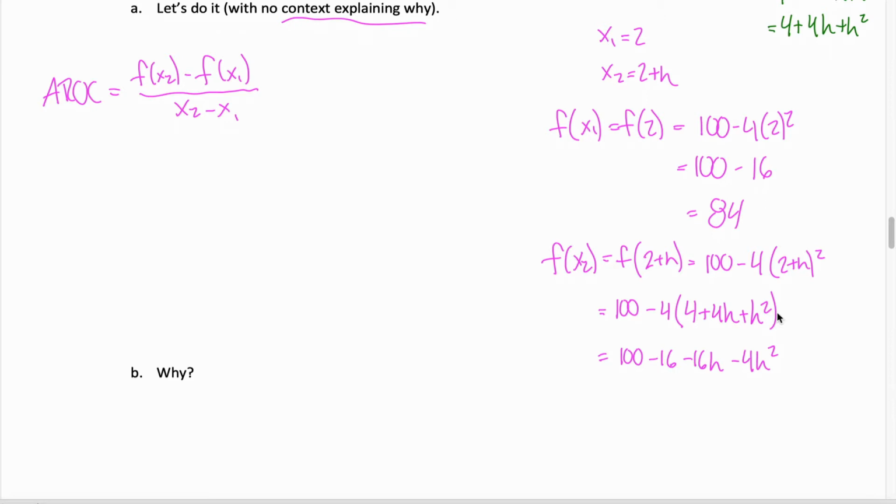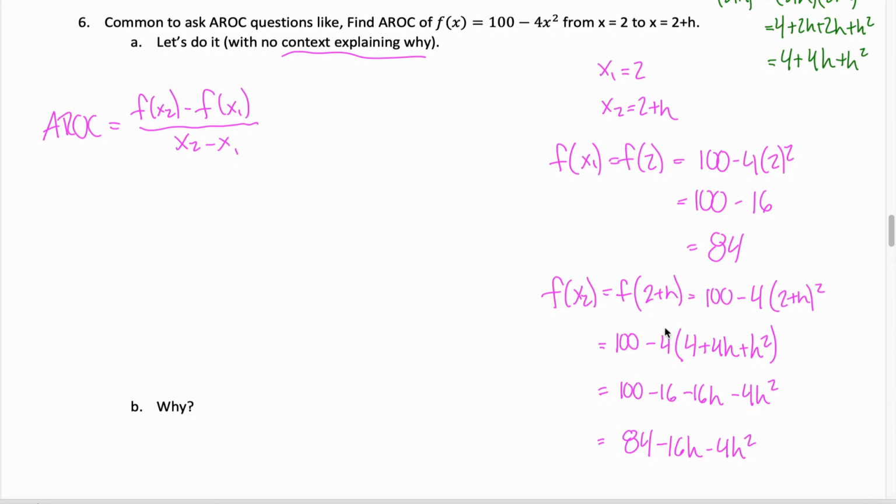You could stop here because we've gotten rid of all the parentheses, but you might as well combine like terms and recognize that 100 minus 16 is 84. So a better, in some sense, answer than leaving your expression like this is to write your answer as 84 minus 16h minus 4h squared. And I say answer, really what I mean is the output of this function f when we put 2 plus h into it. That's not really the answer to the question.